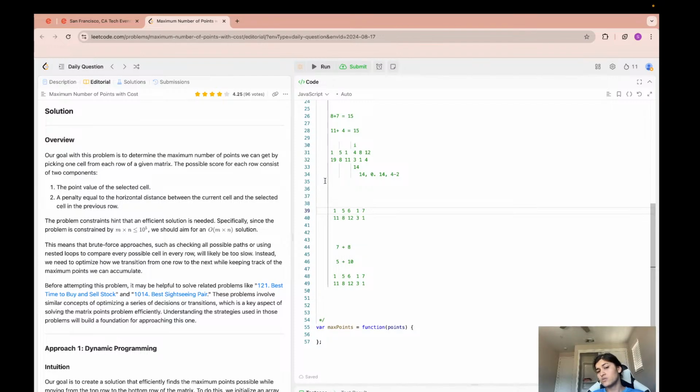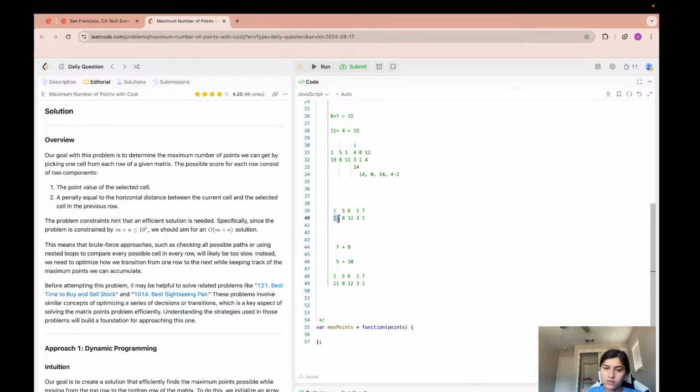So 1 5 6 1 7 11 8 2, 1 6 1 7 11 8 2 1 3. What I could do is I can just start from the bottom row. Okay, yeah, that's what I would do. If I just start from the bottom row, then for every position I can just say, okay, this is the maximum sum, and then go upwards.